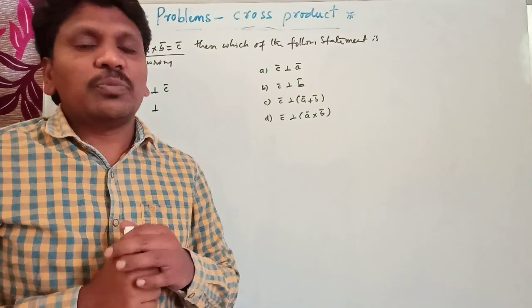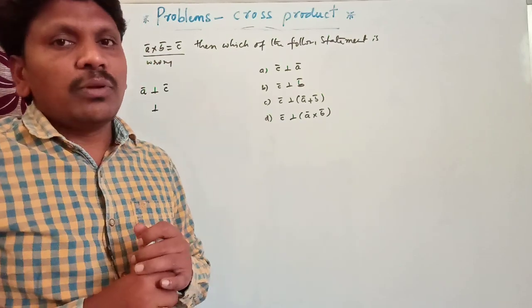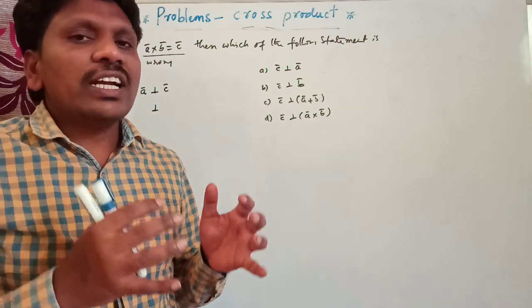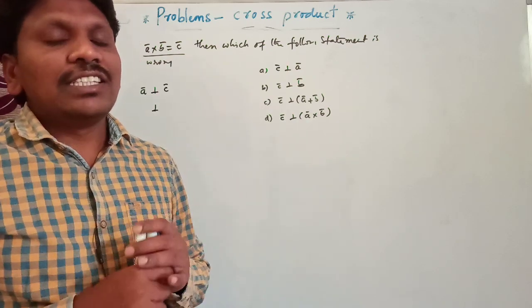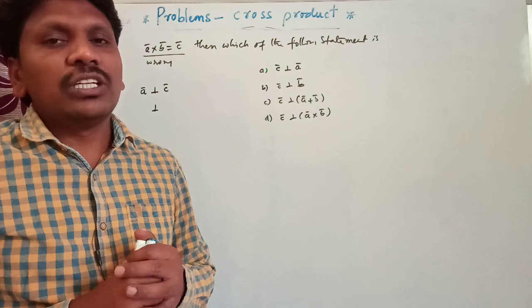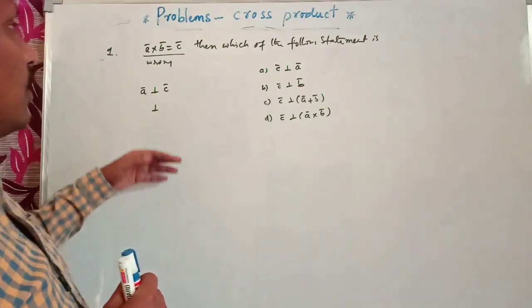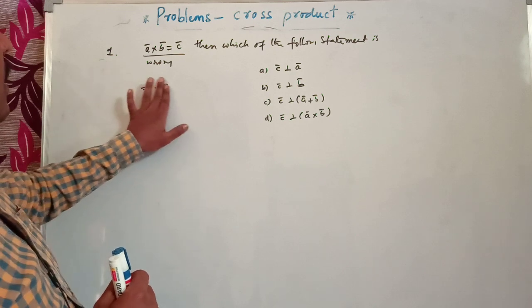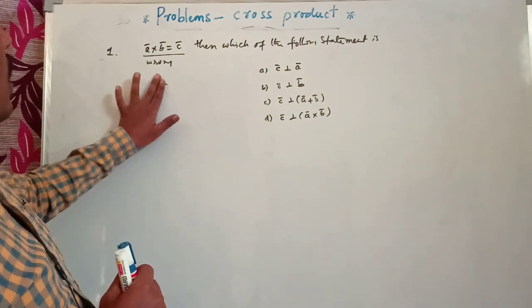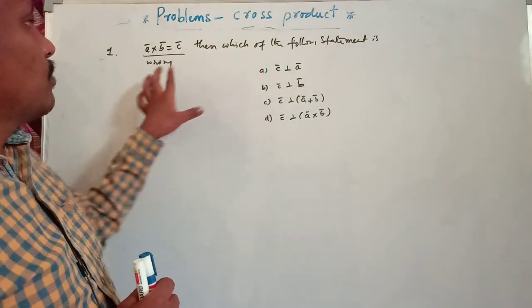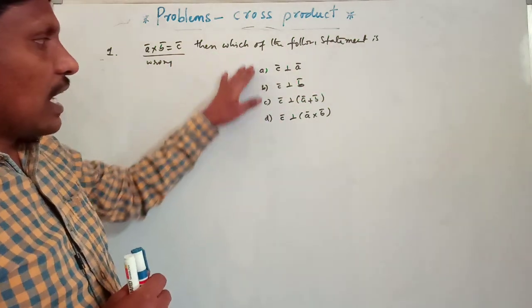Now I am going to explain the very important problems based on the cross product or vector product, which were already asked in previous examinations like AEEE, NEET and JEE Mains. Okay, now let us go through them one by one. The first problem: A bar cross B bar equal to C bar, then which of the following statements is wrong? There are options.